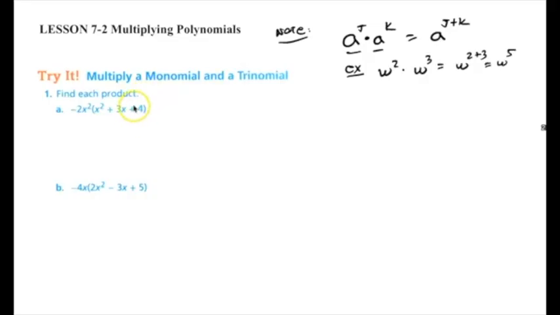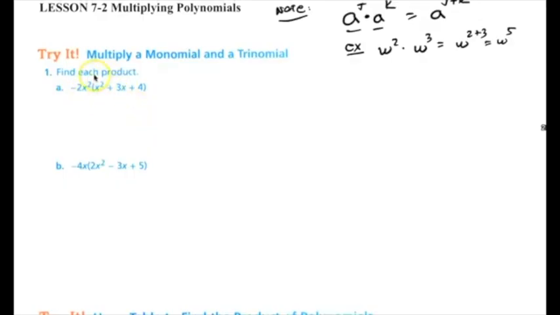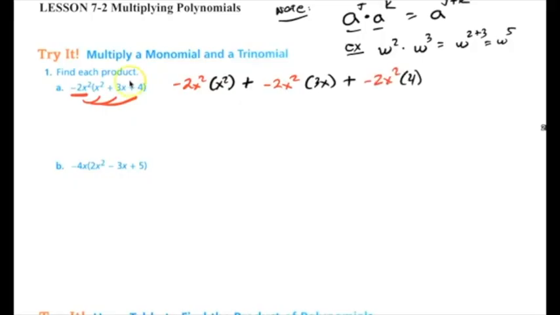Okay, let's go to our first one. I'm going to show you two ways to do this. The first way is this: we're going to distribute this number into all of these. What that means is we take this number here and multiply by every single one of those. So like this, negative 2x squared times x squared plus negative 2x squared times 3x plus negative 2x squared times 4. That's called distribution. You're getting the number on the outside and distributing it to all of them in there. And then once we do that, we just simplify all these.